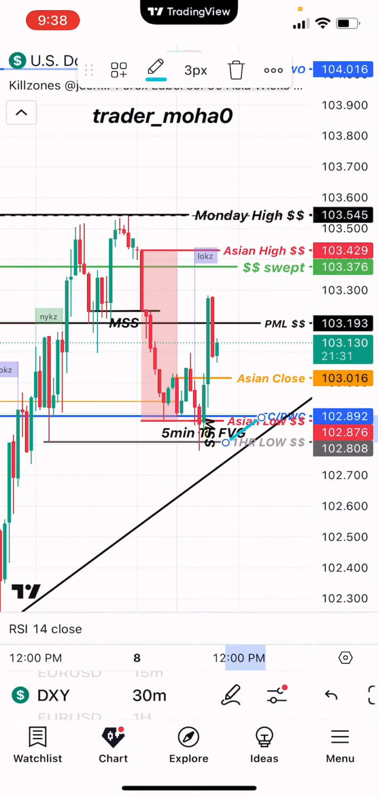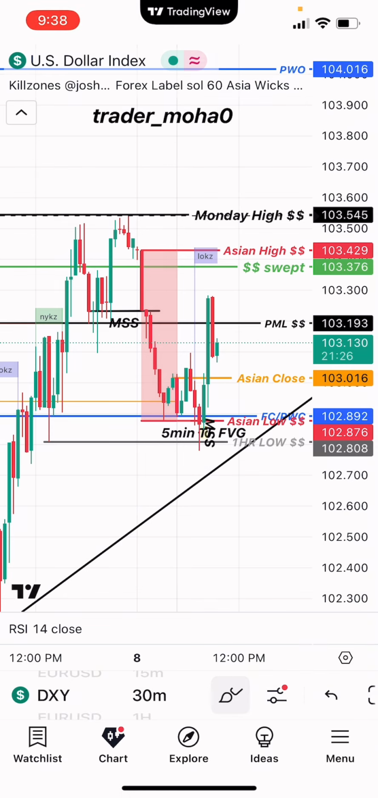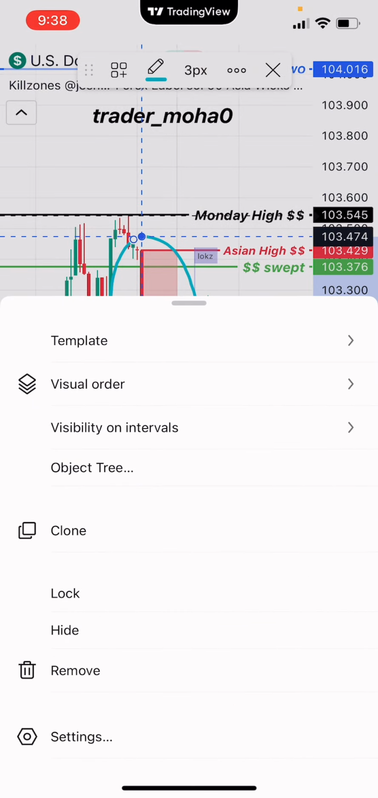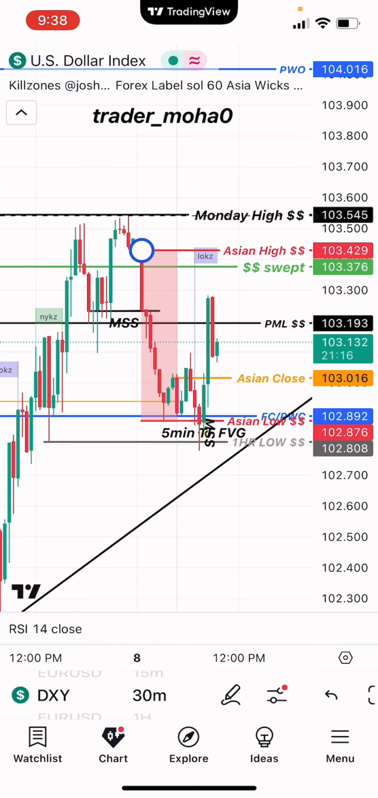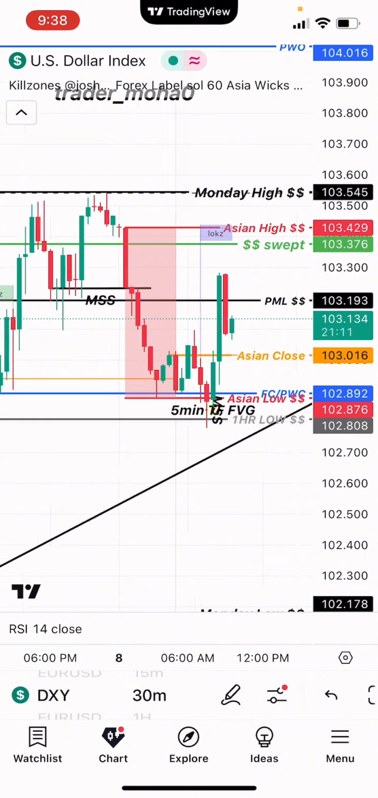So after marking the Asian range, as I said in my past video, this red zone is the Asian range. That is the Asian kill zone. You can call it Asian session or Asian kill zone, any one you like.